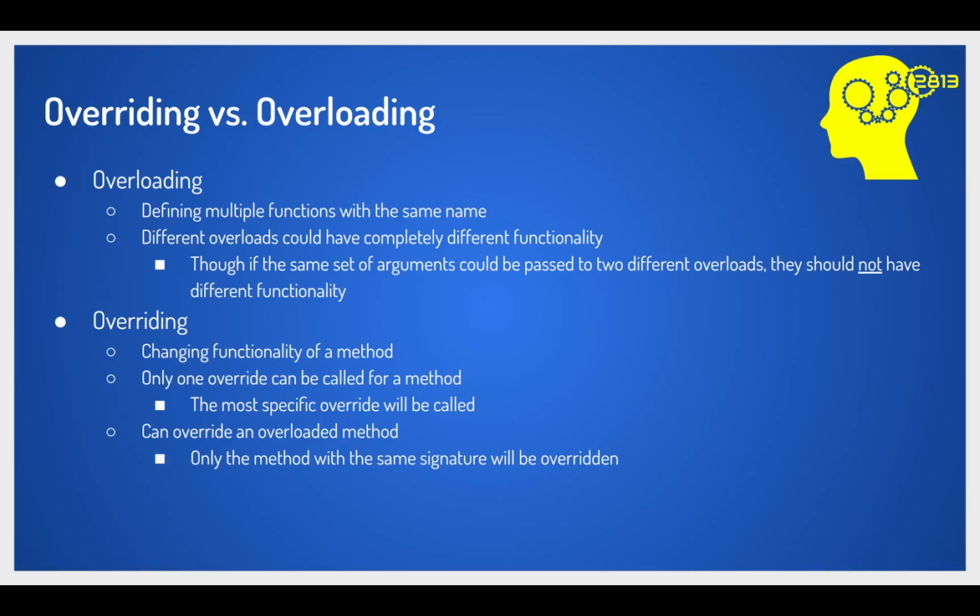Overriding is changing the functionality of a method. Only one override can be called for a method, which is the most specific one, and you can override an overloaded method, and only the method with the same signature will be overridden.